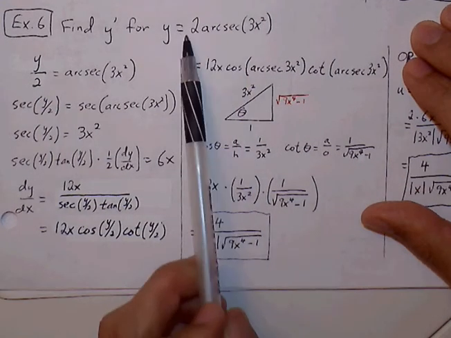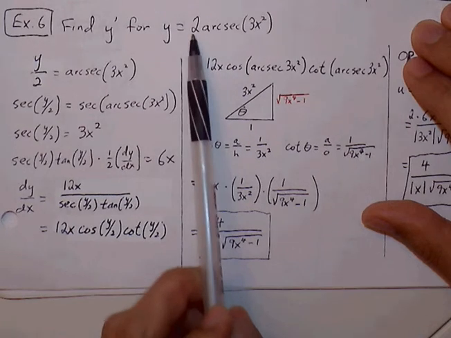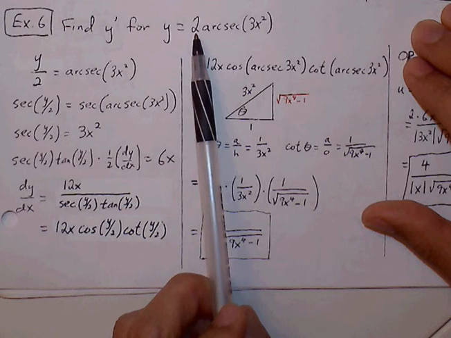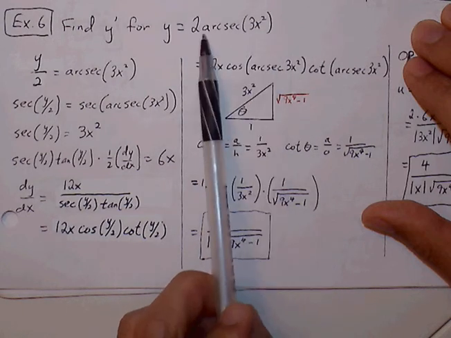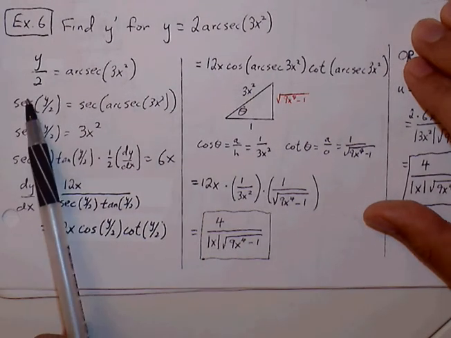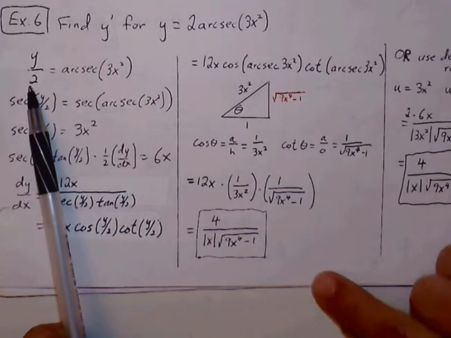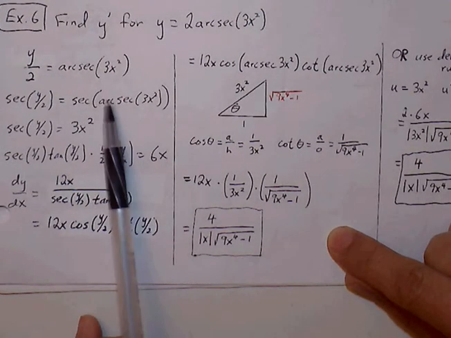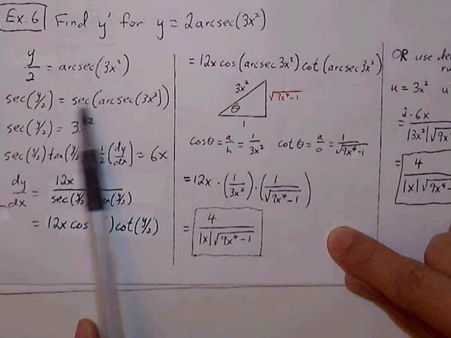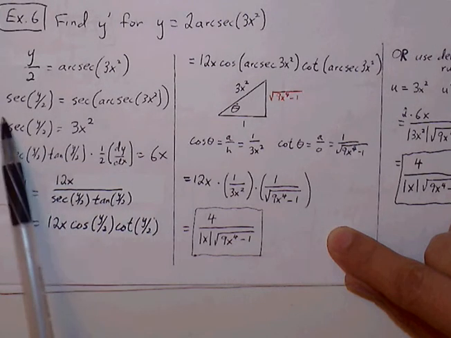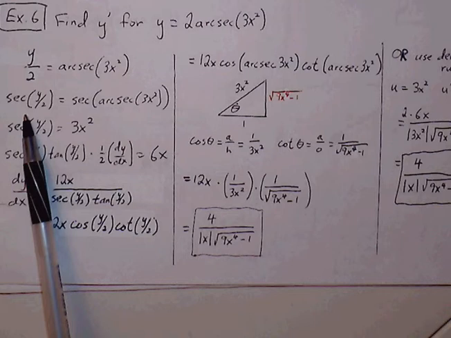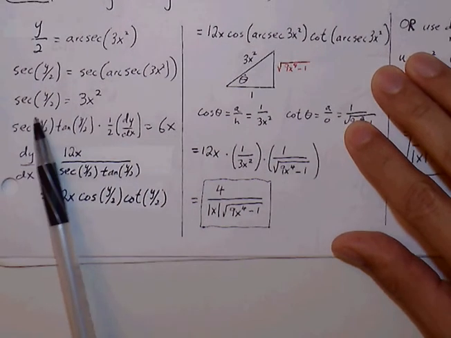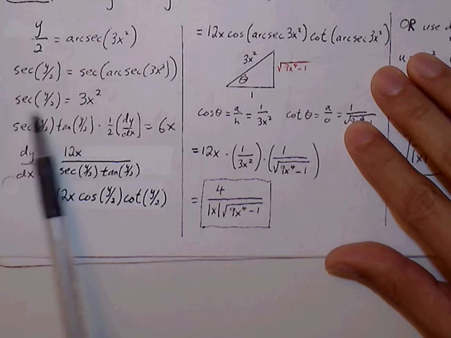Okay, in order to take the secant of both sides, I need to move this 2 out of the way, so we can have secant of arc secant of 3x squared. So this 2 needs to move to the left side first. So I'm going to go through this implicitly first. Take the secant of both sides in order to cancel out the right side. So secant of arc secant of 3x squared, and also secant of y over 2. Okay. The right side will simply become 3x squared, and then now we're ready to find the derivative.